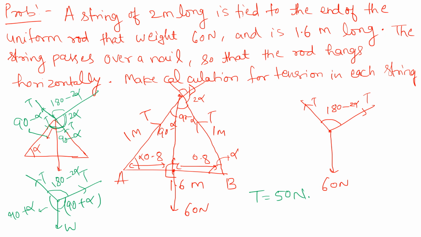Simply you can put here T upon sine(90 plus alpha), T upon sine(90 plus alpha), and W upon sine(180 minus 2 alpha). And how can you find the value of sine(90 plus alpha)? Here you can easily find it using the Pythagoras theorem. I think you should solve it by yourself at this moment, because if you can solve it by yourself, then you can solve any problem.